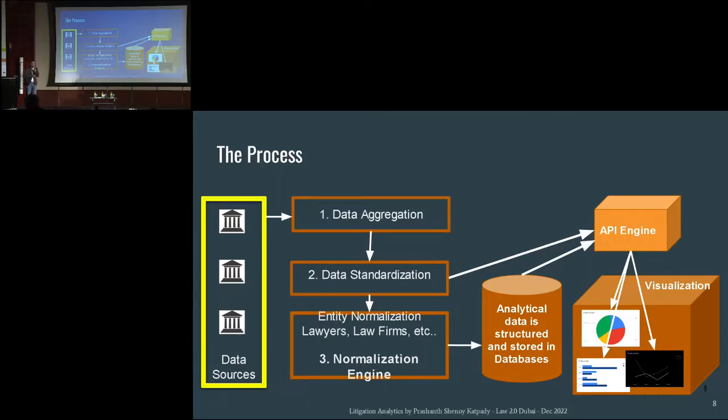Now, once the data is aggregated, it needs to be standardized. And once it's standardized, there's a process called entity normalization that takes place, which I'll talk about a little more in detail. These entities are law firms, judges, any of those connected data points across cases. Once the data is normalized, it can be stored in an analytical database. APIs make this data accessible, and then you can render it into dashboards and applications.